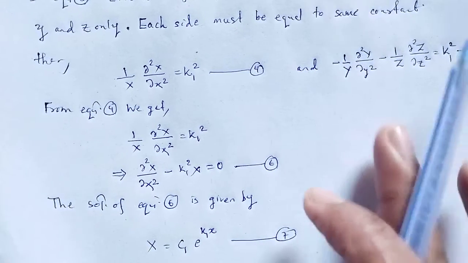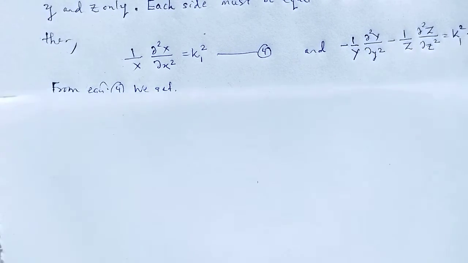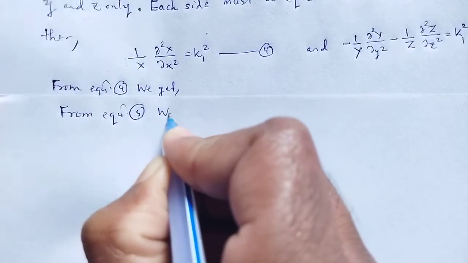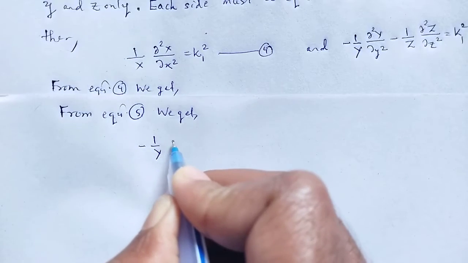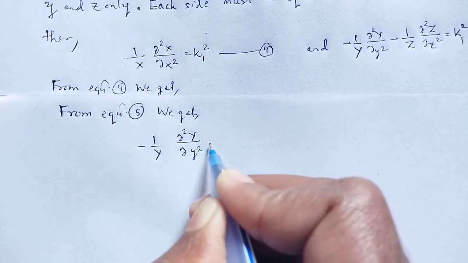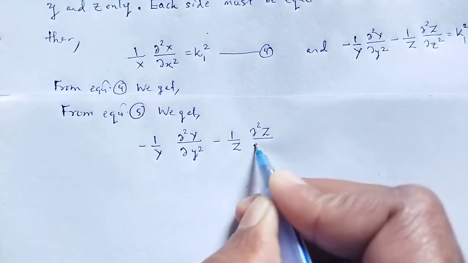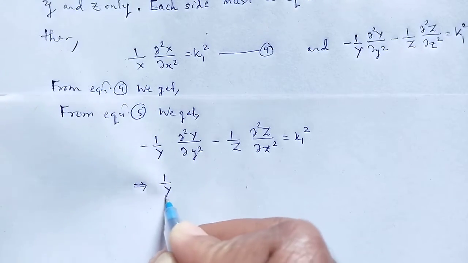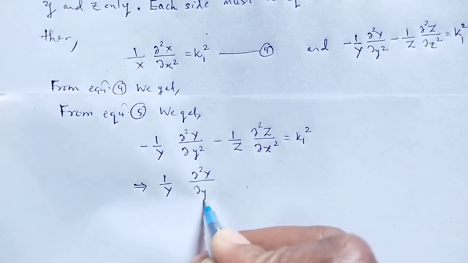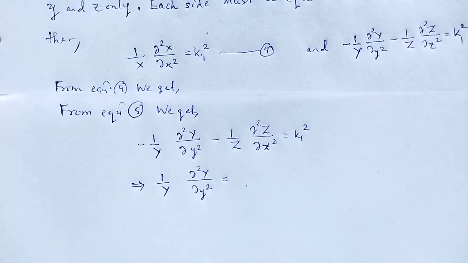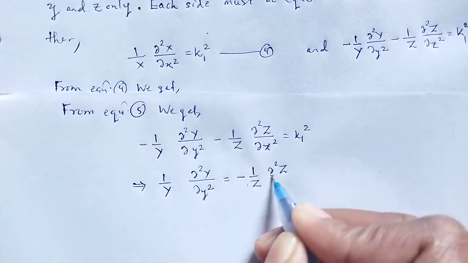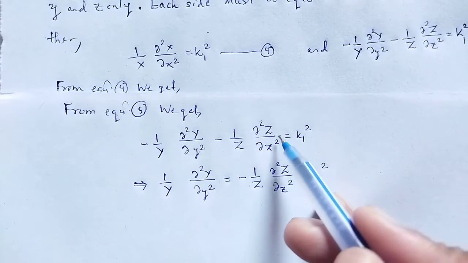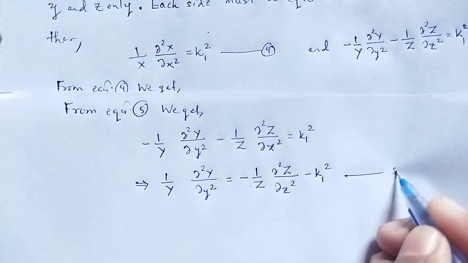Again, from equation 5 we get minus 1 by Y del 2Y by del y2 minus 1 by Z del 2Z by del z2 is equal to k1 square, which implies 1 by Y del 2Y by del y2 is equal to minus 1 by Z del 2Z by del z2 minus k1 square, this one to that side, that one to that side. That is equation number 8.